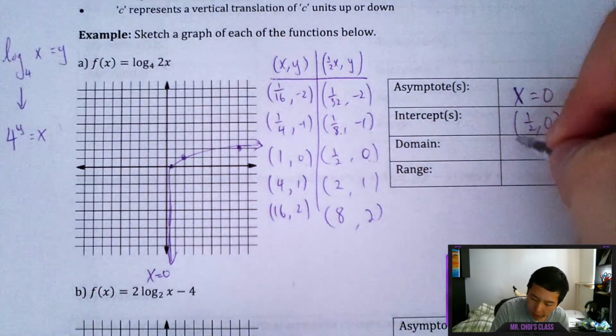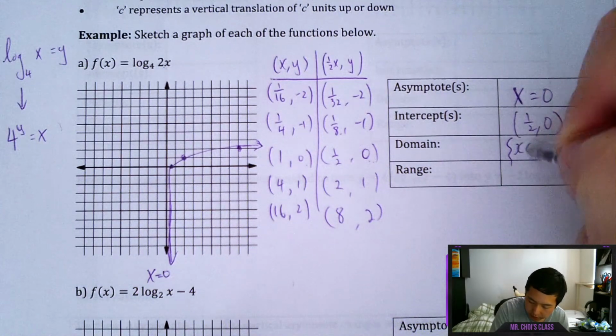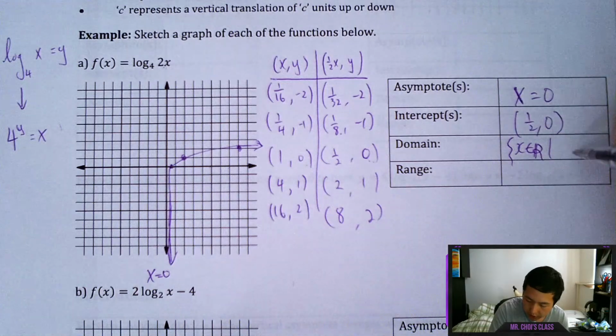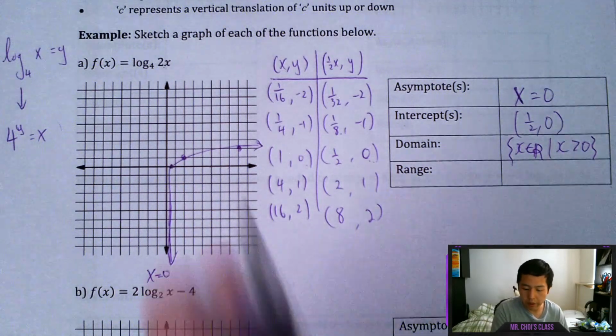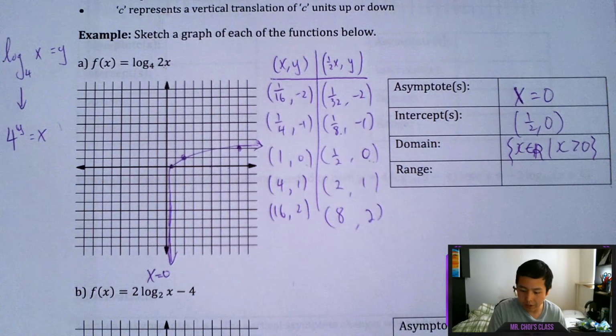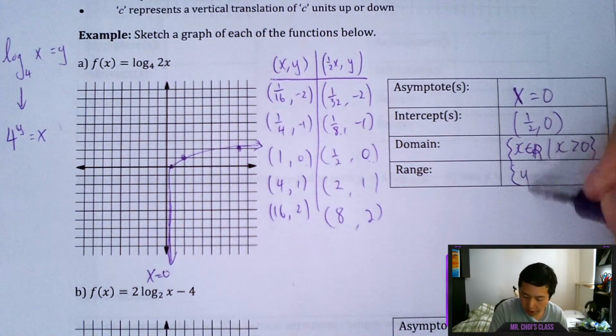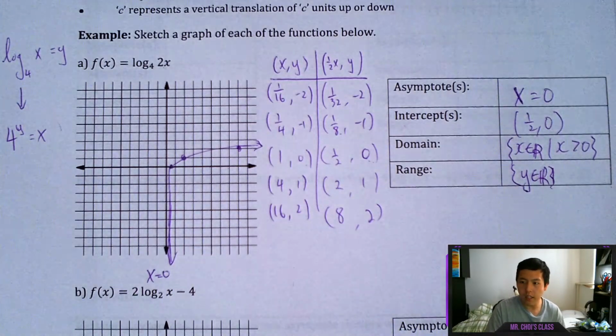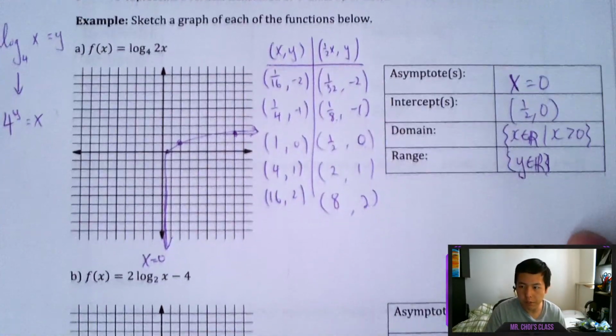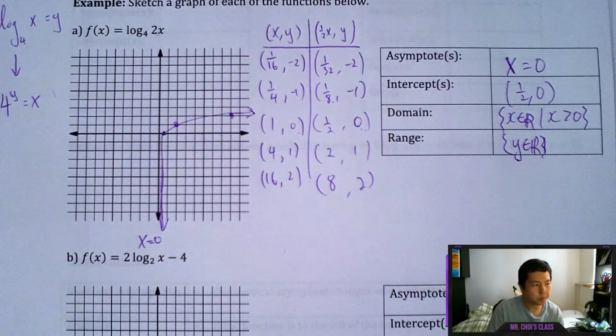Domain and range. For the domain, x is any real number such that x is greater than 0, because our asymptote is at x equals 0, and everything to the right of that asymptote exists for the function. For the range, there's nothing restricting it, and therefore y is an element of the real numbers. Okay?